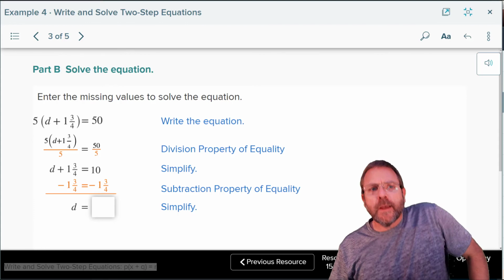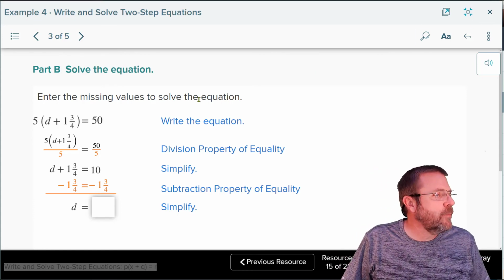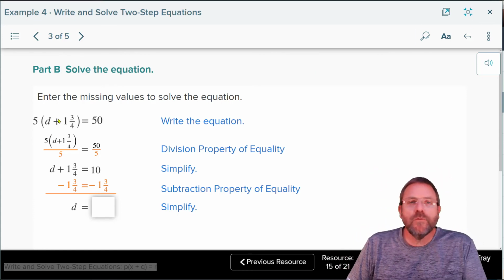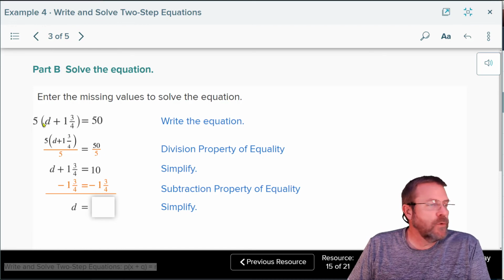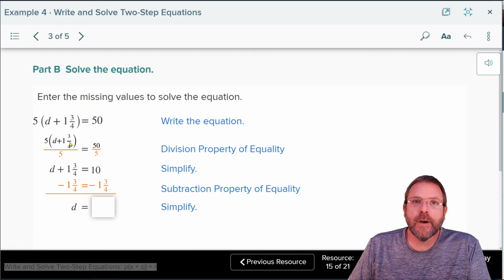And now it comes time for us to actually solve that problem. And you can see they've used a division approach again. They took their original equation, they took this 5 that was being multiplied by the sum of the distance traveled each day, and they divided it on both sides, here and here. The 5's on the left divided out, leaving D + 1 3/4 is equal to 50 divided by 5. Well, that's going to become 10.